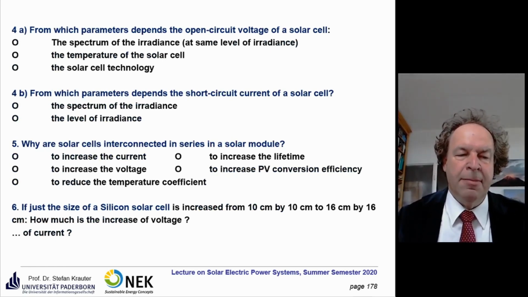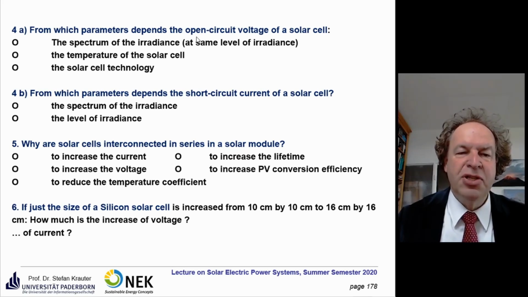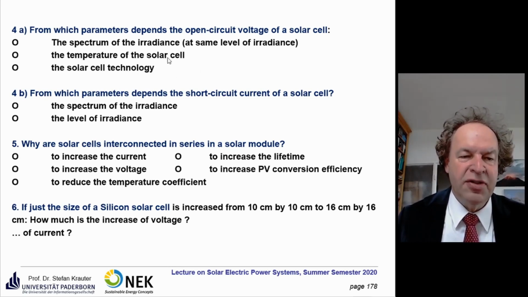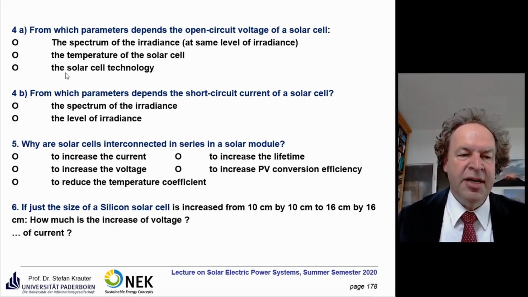You should decide from which parameters the open circuit voltage of a solar cell depends, whether it depends on the spectrum of irradiance at the same level of irradiance, or whether it depends on the temperature of the solar cell or the solar cell technology. It's a multiple choice question. Could be nothing correct, one could be correct, or even three could be correct of those.